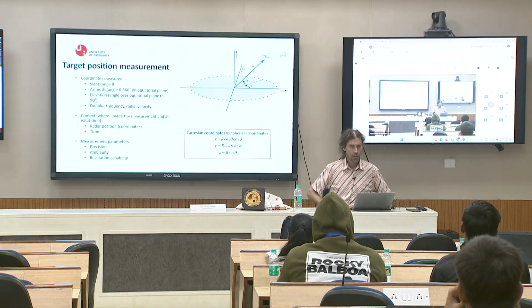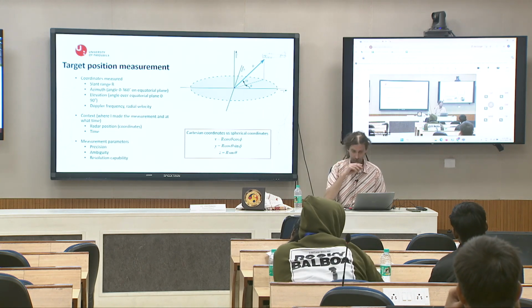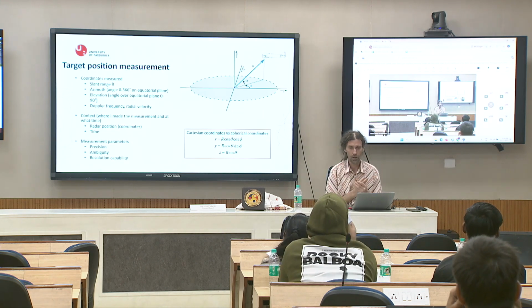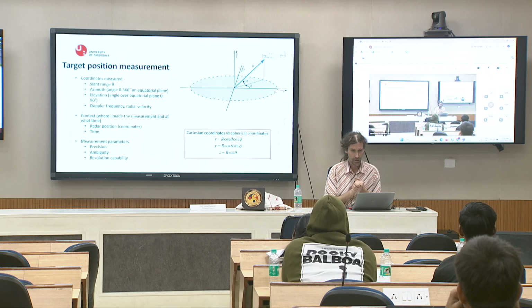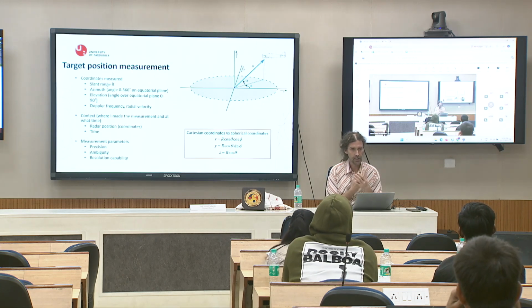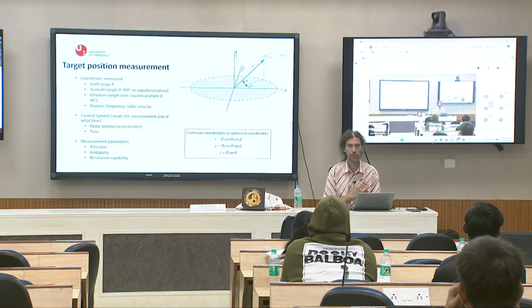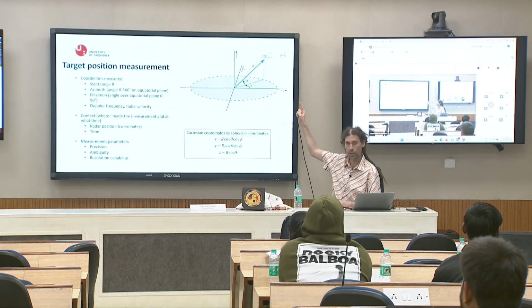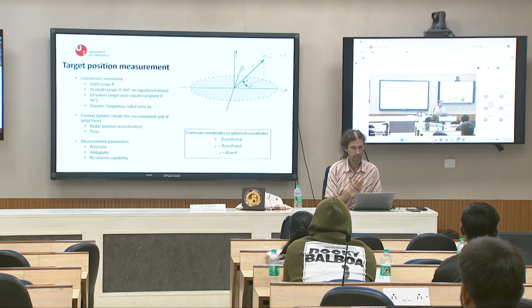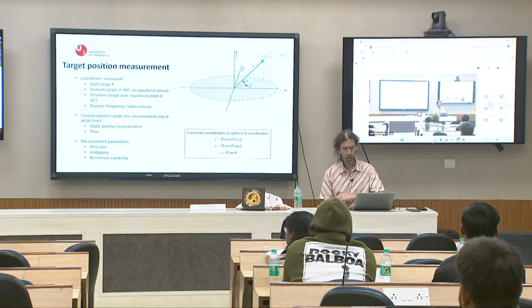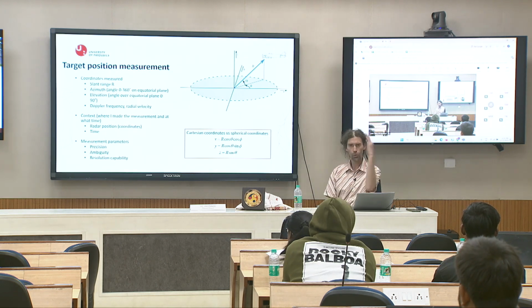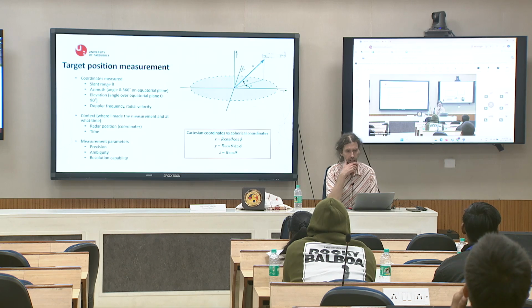So also is slant range, we call it R. It is clear that azimuth range is from 0 to 360, because you can see a circle. And elevation is the angle over the equatorial plane, it is from 0 to 90 degrees. So I think that is clear.